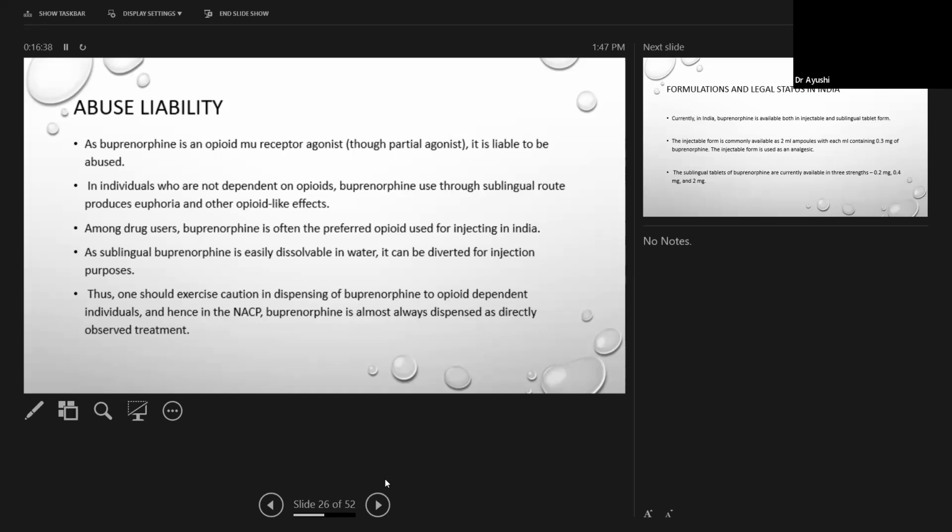Thus, one should exercise caution in dispensing buprenorphine to opioid-dependent individuals, and hence in the National AIDS Control Program, buprenorphine is almost always dispensed as directly observed treatment. The patient comes to take the buprenorphine. He is given buprenorphine in the presence of the doctor, and after that, for 7 to 10 minutes, he is kept there under observation.